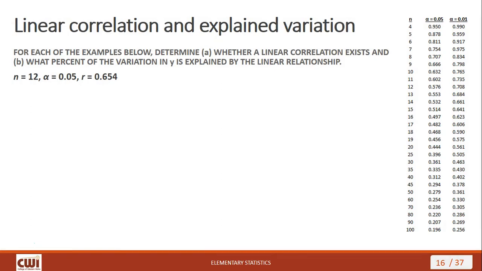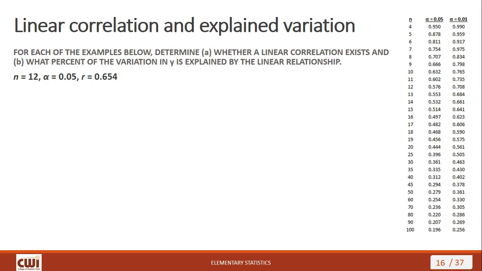Let's relate this back to linear correlation. For each of the examples that we're listing below, determine first whether a linear correlation exists, and then second, what percentage of the variation in y is explained by the linear relationship. The first example: sample size of 12, significance level of 5%, and a linear correlation coefficient of 0.654.